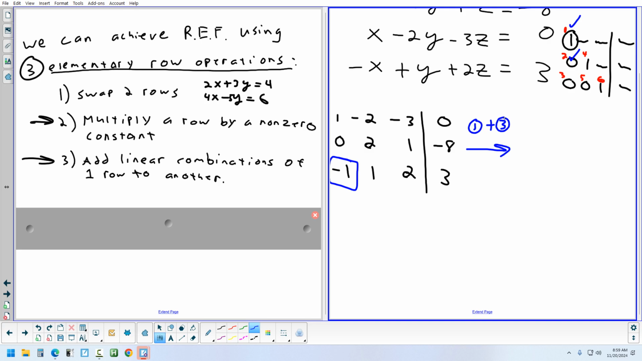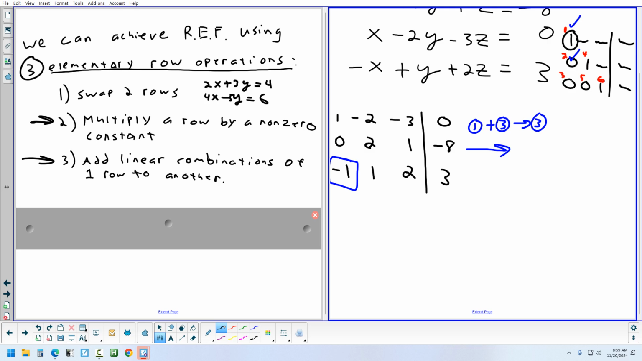Row 3, exactly. So that means we're going to add row 1 to row 3, and the answer that we get is going to be in row 3. All right. So which rows are not changing in this step? 2's not changing, and 1's not changing. So we can copy those down.